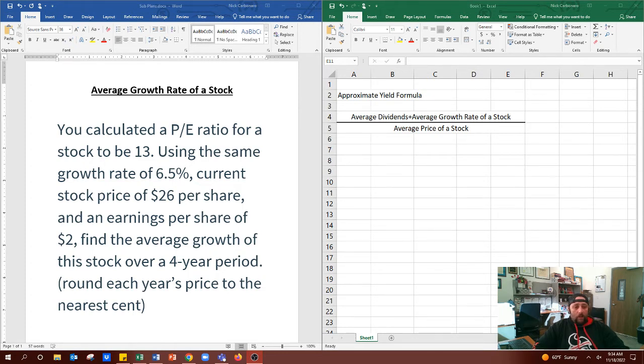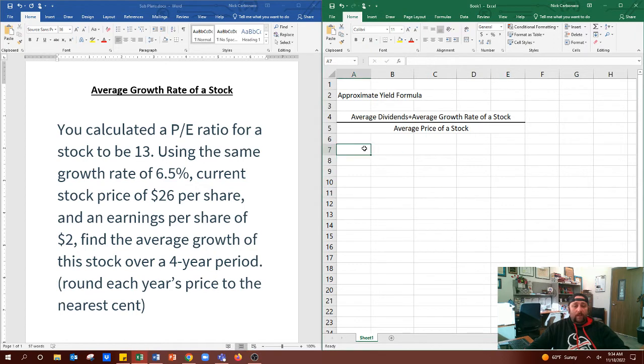So let's get started. The average growth rate of a stock portion of the approximate yield formula gives us this example. It says you calculated a price to earnings ratio, or a PE ratio, for a stock to be 13. Using the same growth rate, that's the one that was used in the previous video, of 6.5%, a current stock price of $26 per share, and an earnings per share of $2, find the average growth of this stock over a 4-year period. Round each year's price to the nearest cent. Again, that is a very critical stage to understand, to round each year's price to the nearest cent. And so let's get started on this.